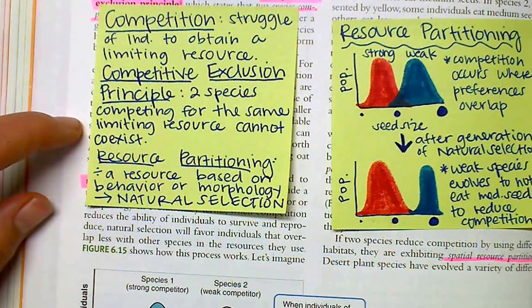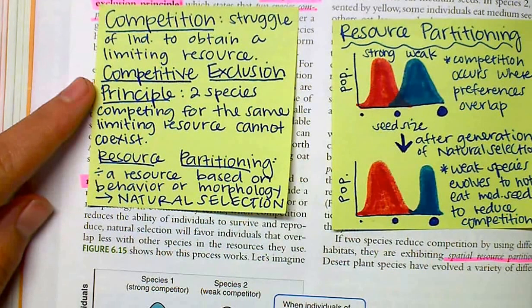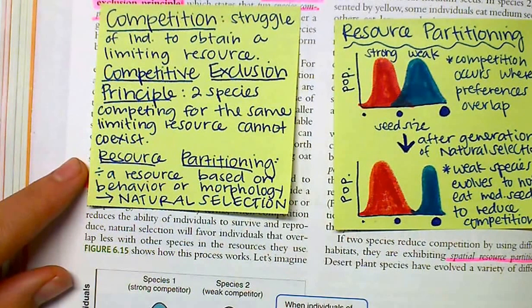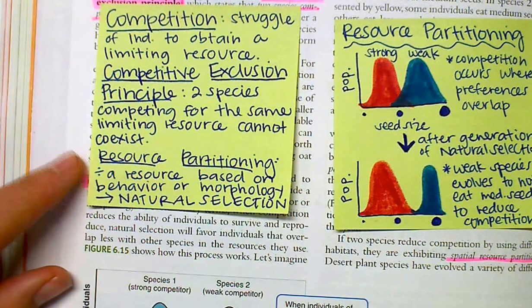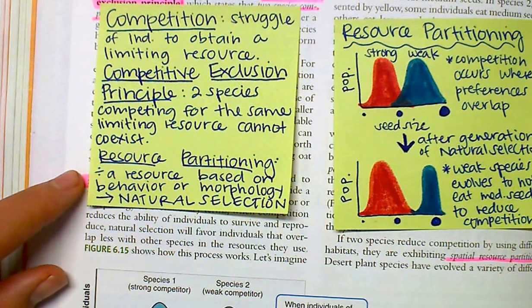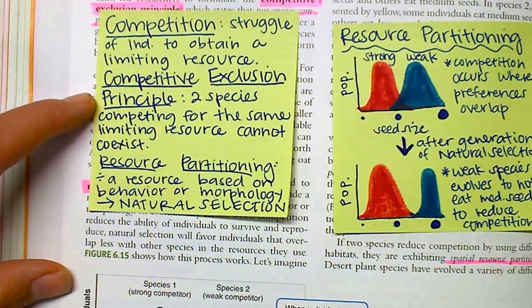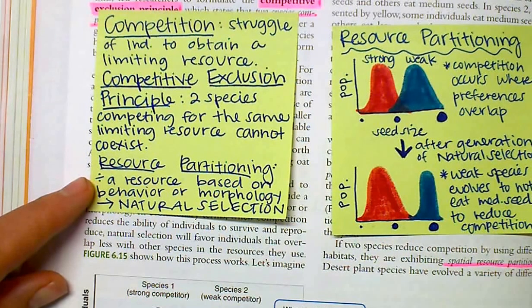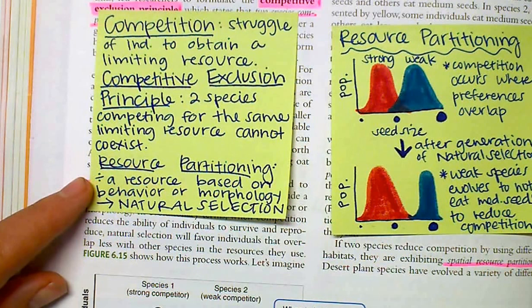All right, now evolution and natural selection have taken this competitive exclusion principle and run with it into the resource partitioning idea. Resource partitioning is the division of a resource based on behavior or morphology. This is driven by natural selection. Over generations and generations, eventually two species competing for the same resource will partition the resource, which means separate it or share it, for lack of a better word, in order to make sure that the competition actually decreases.